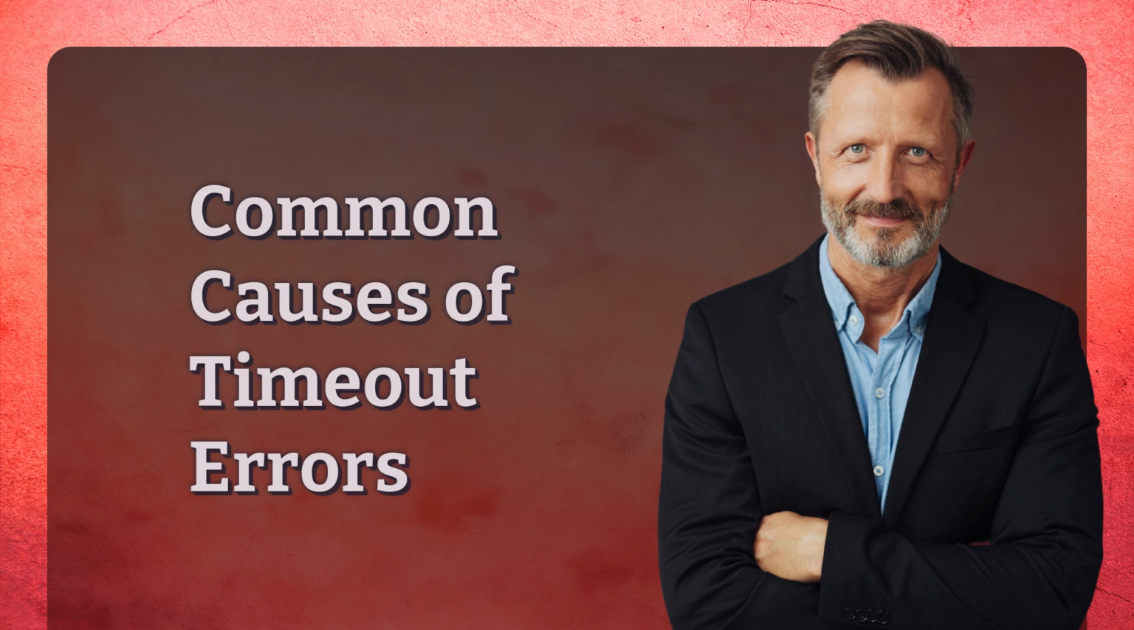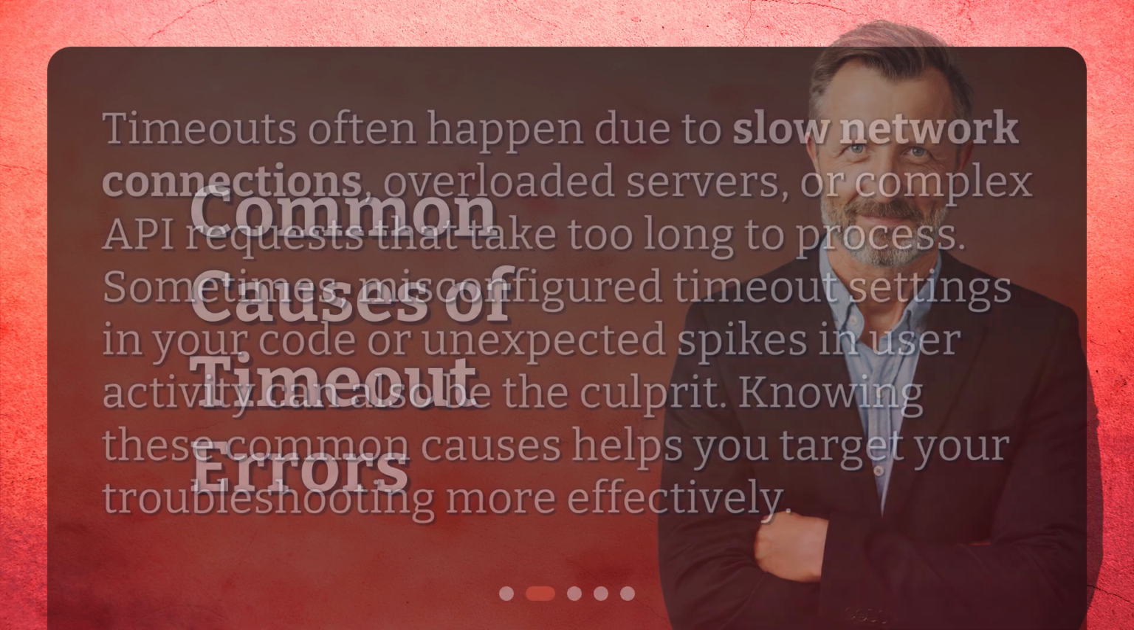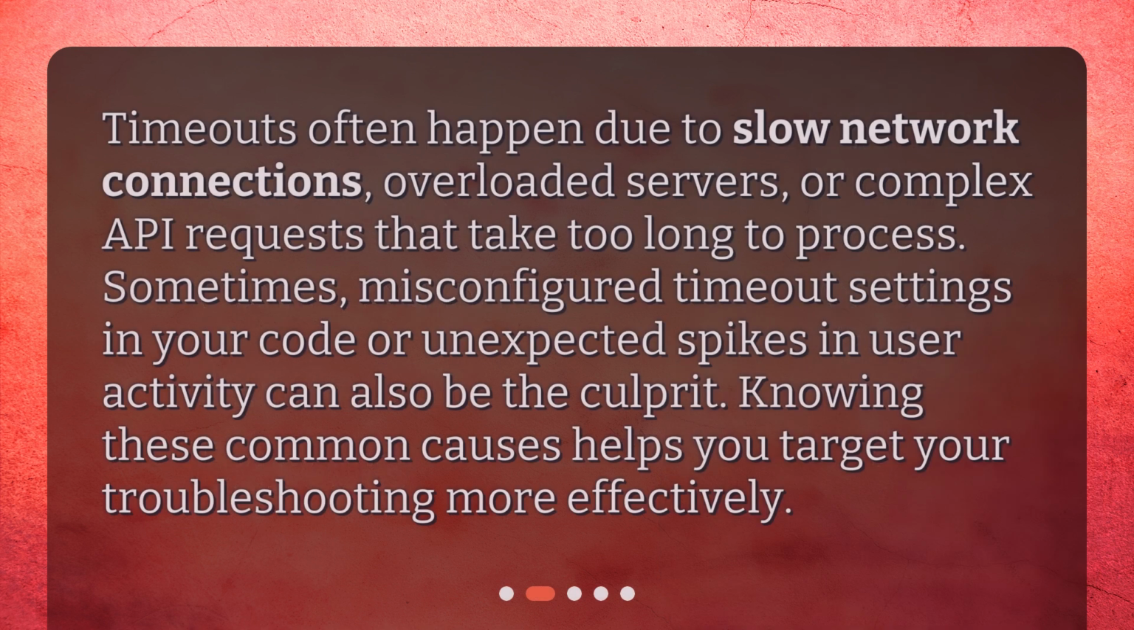Common causes of timeout errors. Timeouts often happen due to slow network connections, overloaded servers, or complex API requests that take too long to process. Sometimes, misconfigured timeout settings in your code or unexpected spikes in user activity can also be the culprit. Knowing these common causes helps you target your troubleshooting more effectively.